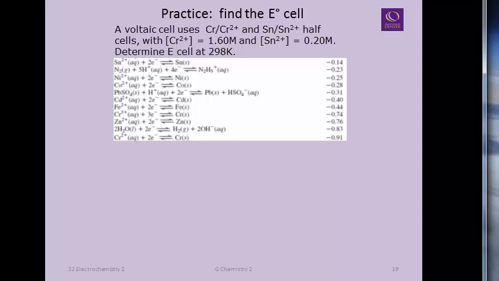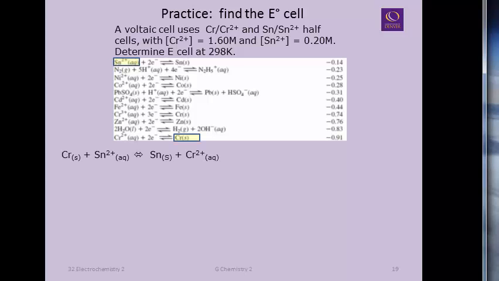Here's what I'd like for you to do. You are now going to use a chromium ion and a tin ion couple, and I want you to change the concentrations. Now we're not going to start at 1 molar. We're going to have the chromium 2 plus at 1.6 molar and the tin 2 plus at 0.2 molar, and determine the E cell at 298 K.